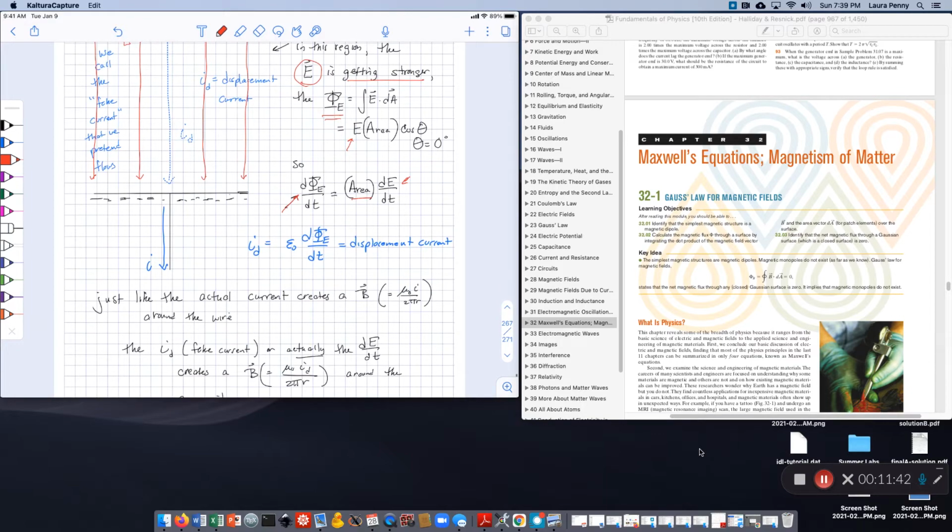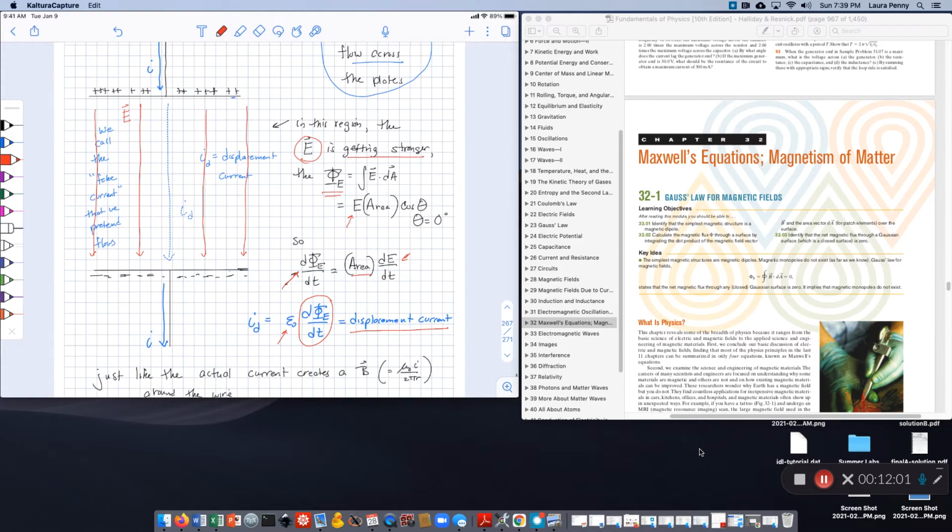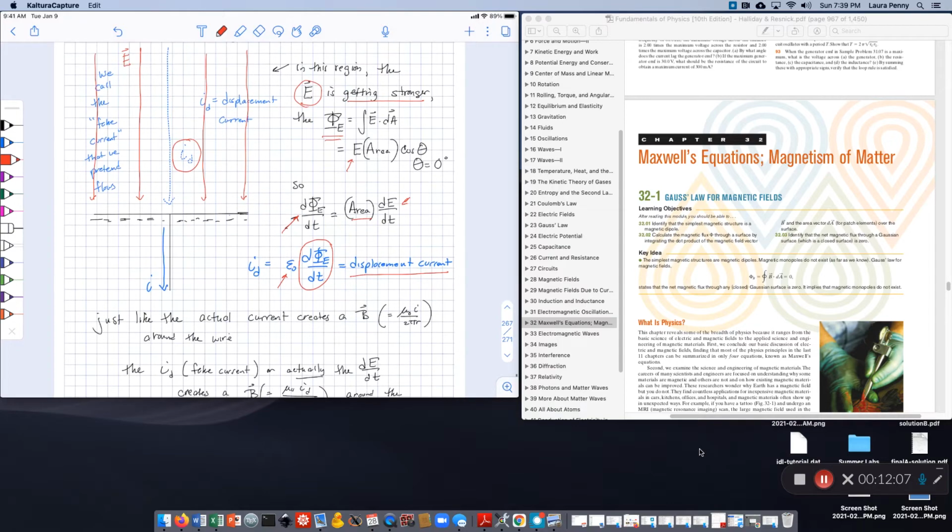If you multiply the changing electric flux with time times the constant epsilon naught that we had way back in our very first chapter, you get units of amps, you get units of current. And so Maxwell called this the displacement current. I have it drawn as a dashed line here because it's not real. There's not an actual current there.